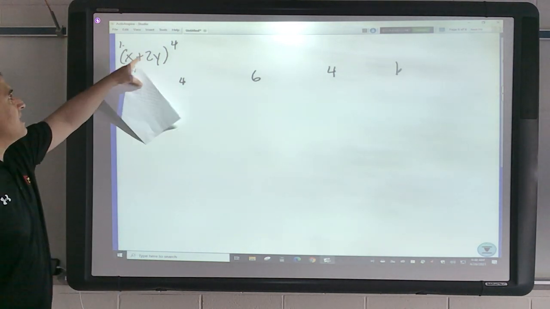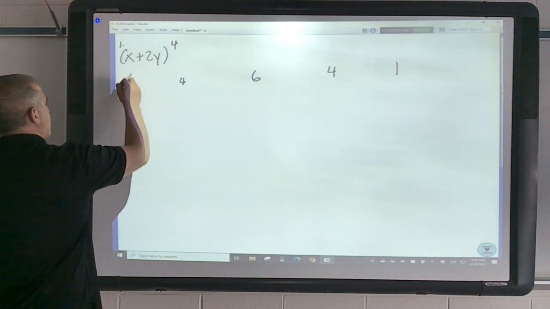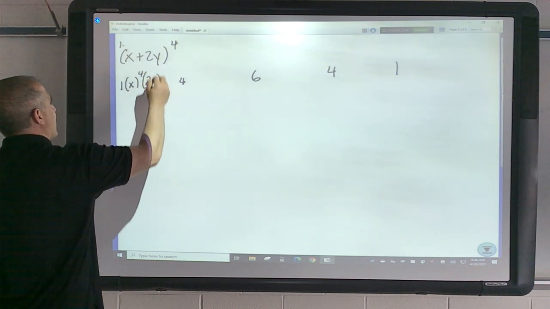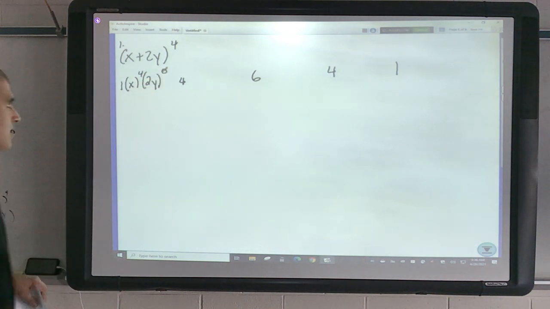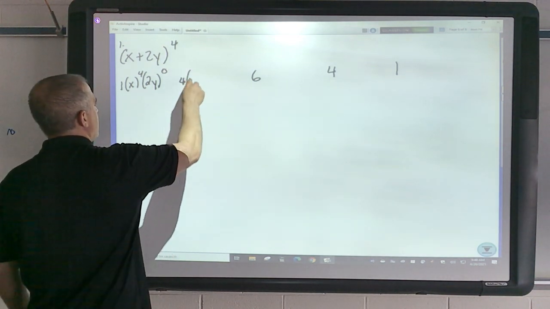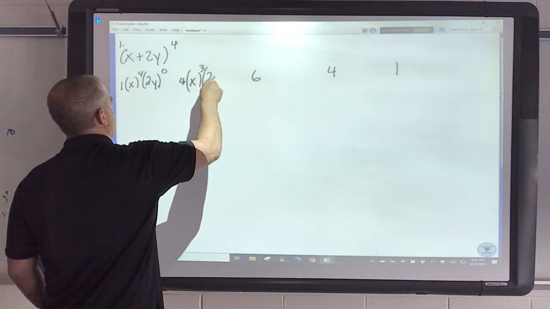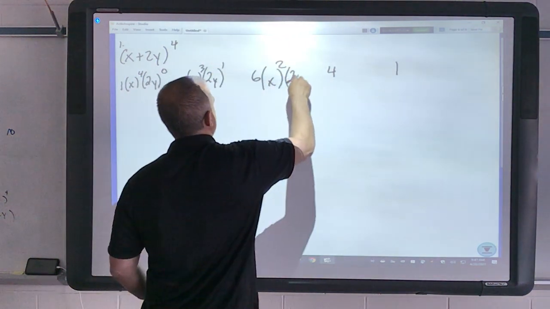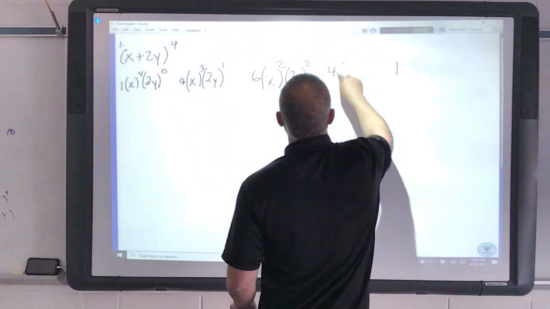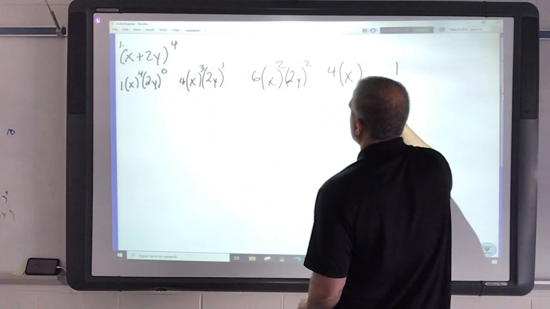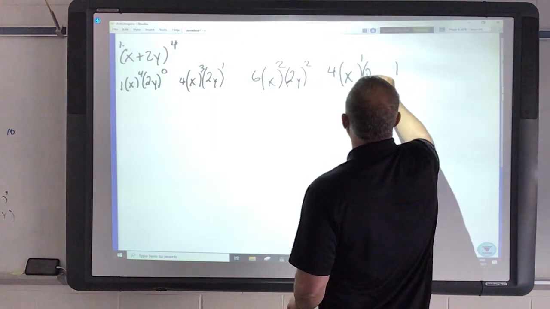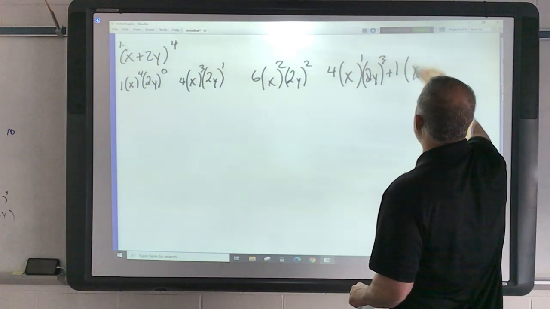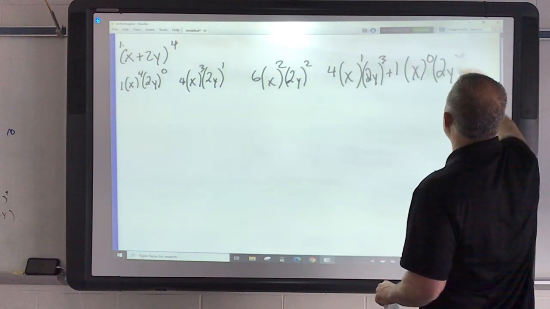Now, here's the difference. When I do this, I'm going to start with x to the 4th, and then for my other term, I actually have to put that number in there. So that's going to be there. Then I have x cubed, 2y to the 1st, then x squared, 2y to the 2nd, and then I got x to the 1, 2y to the 3rd, and then I got 1x to the 0, 2y to the 4th power.